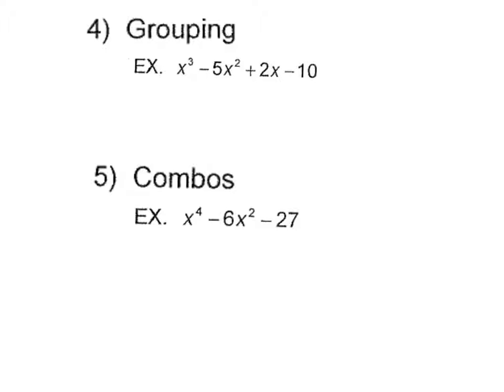Grouping, you have 4 terms involved when you do grouping. So I'm going to group together the first two and the last two. Out of the first two, a common factor is x squared. And if I divide out an x squared, that would leave me with x minus 5. And it's a plus, so I write a plus. Out of 2x and 10, I can divide out a 2, which also leaves me with x minus 5.